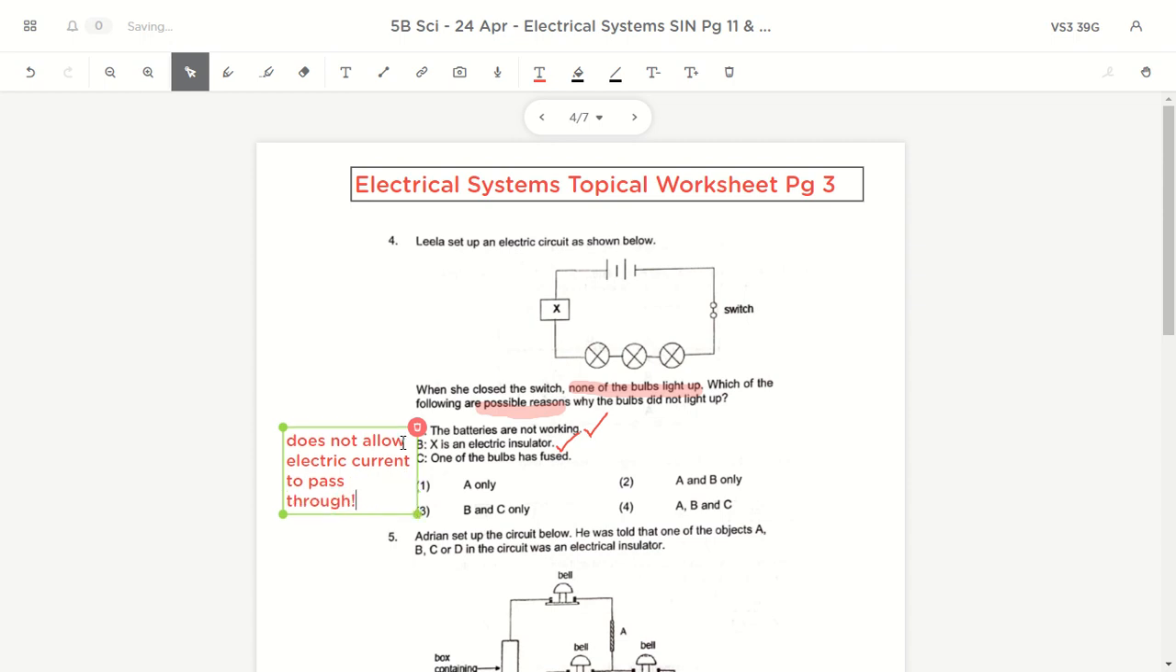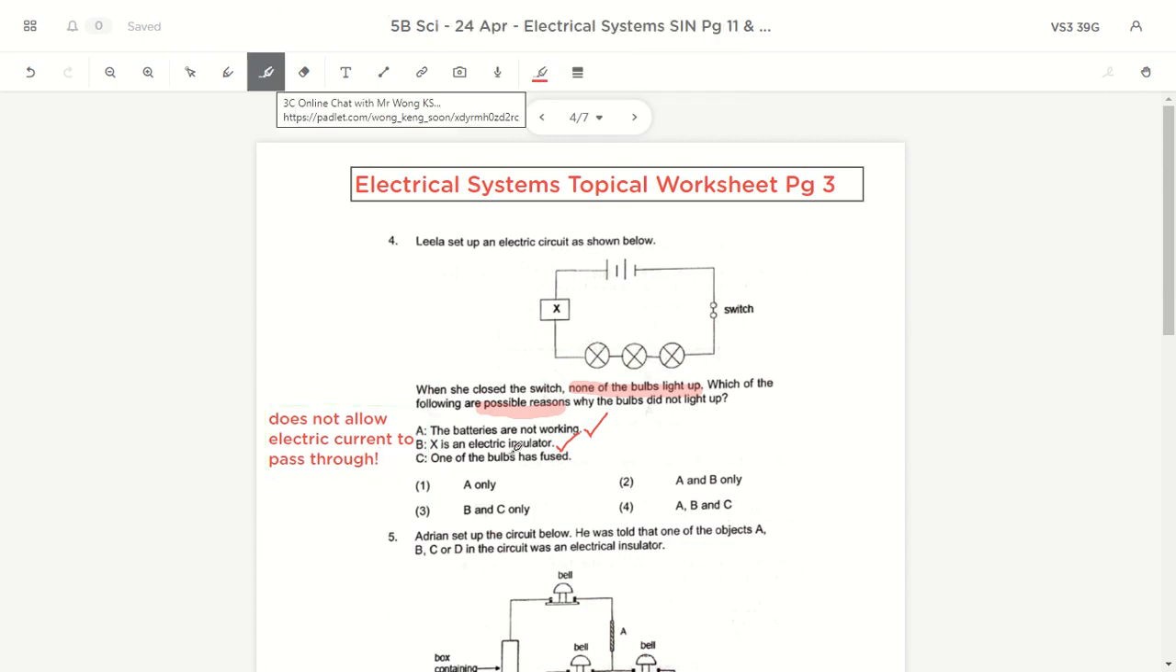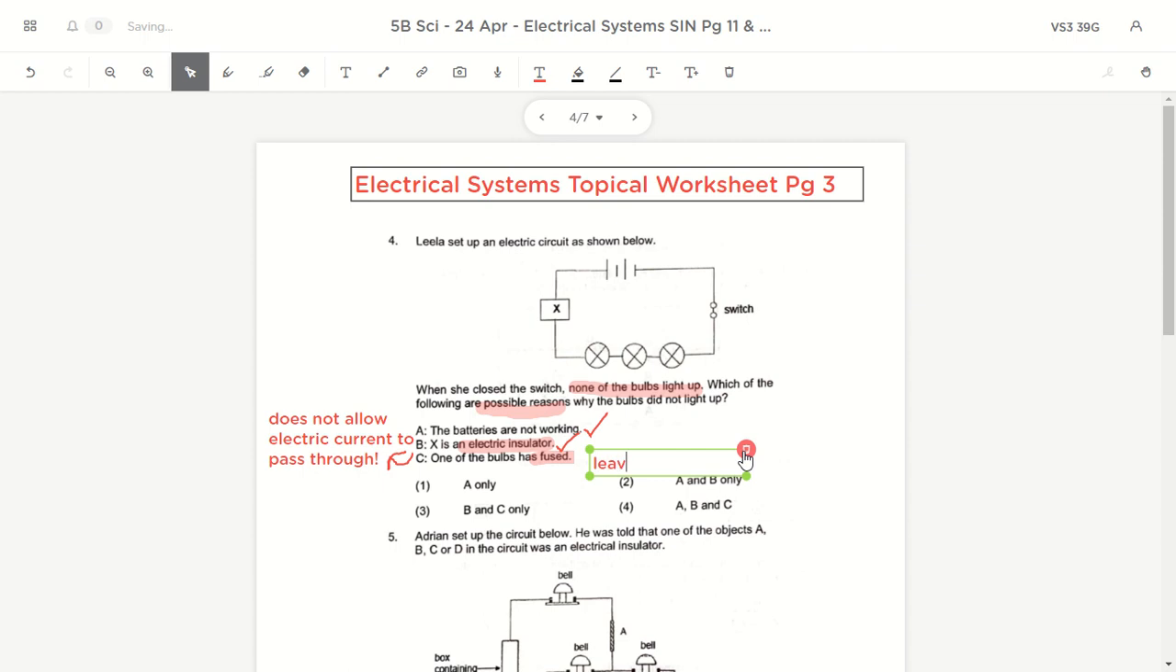Okay, so if X is an electrical insulator, it does not allow electric current to pass through. That means the bulb will not light up, because there's no electric current passing through the light bulb. And if one of the light bulbs fuses, it will leave behind an open circuit.